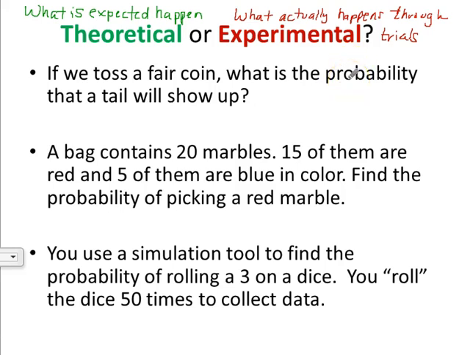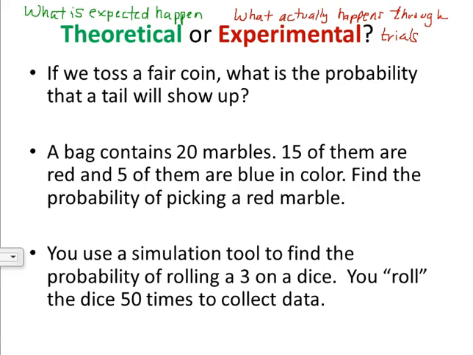So if you were to toss a coin, throw your coin up and note each time if it landed on heads or tails, and that is where you would then take your probability from, is keeping track of the number of heads and tails and basing your probability on that experimental data. So let's look at some examples here and decide whether each situation, we've got 3 different situations, is an example of theoretical probability or experimental. So if we toss up a fair coin, what is the probability tails will show up? Is that theoretical or experimental?